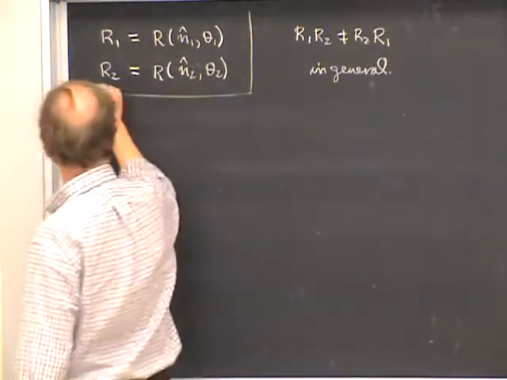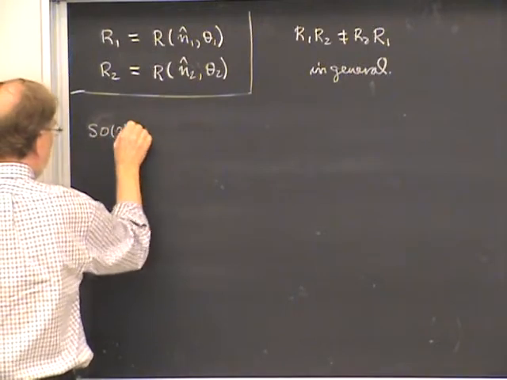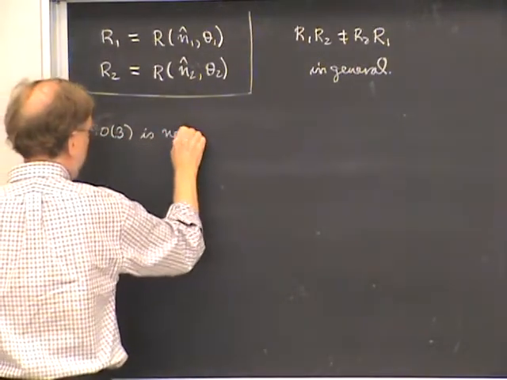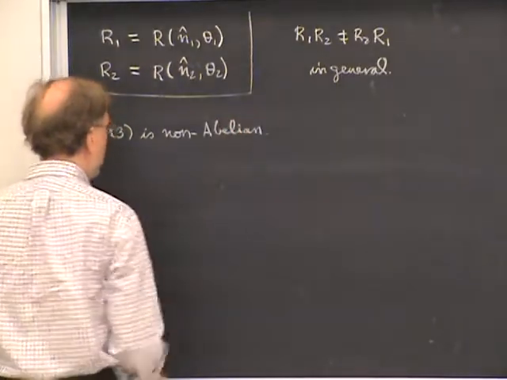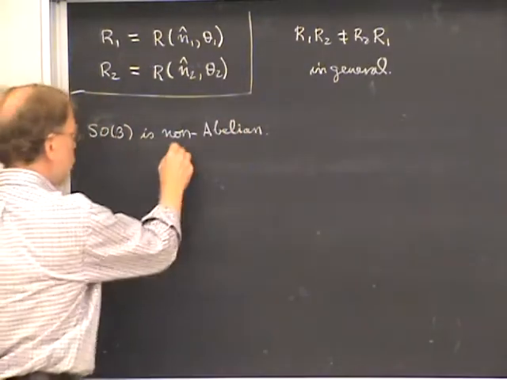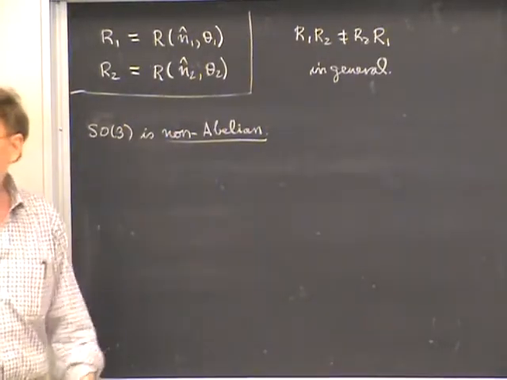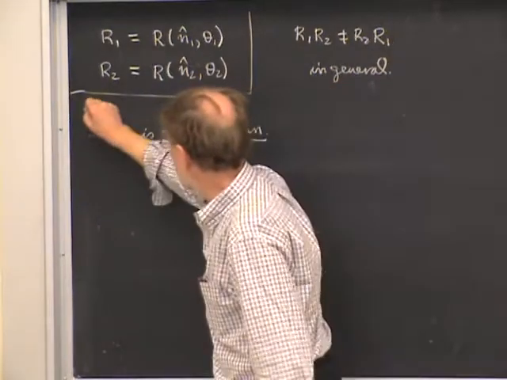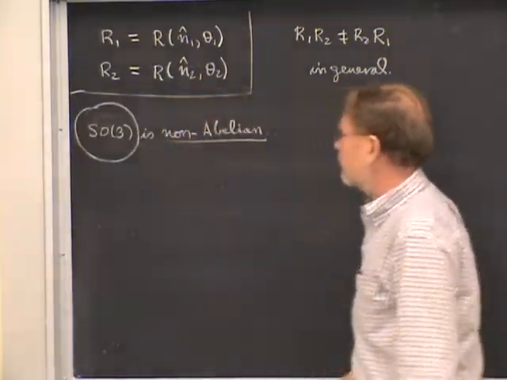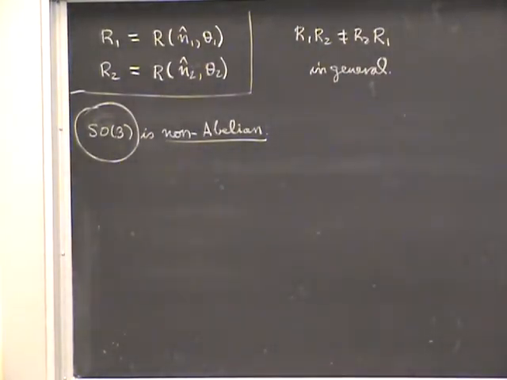In the language of group theory, we say that SO(3) is a non-Abelian group. This terminology is used pretty much these days, so I'll just tell you what it means. Non-Abelian, when applied to a group, just means non-commutative. That's all it means. So the statement is that the rotation group, in this case the group of proper rotations, is said to be a non-Abelian group. It just means that general rotations don't commute.